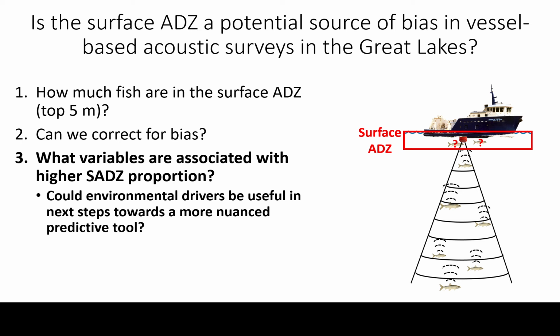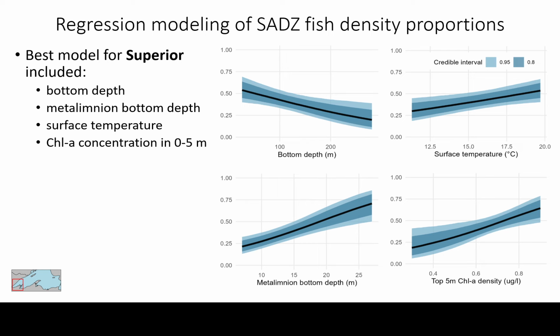And then briefly going to go into some preliminary modeling work that they've been working on, different variables that are associated with proportions of fish in the dead zone. Eventually, we want to look at what environmental drivers could be useful in predicting the distribution of fish in the water column. In Lake Superior, through their model analysis, they found a significant impact of bottom depth, surface temperature, metalimnetic depth, as well as the chlorophyll density in the top 5 meters of the water column, with negative and positive relationships seen here on these partial effect plots.